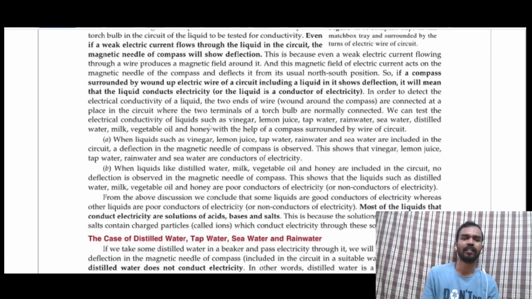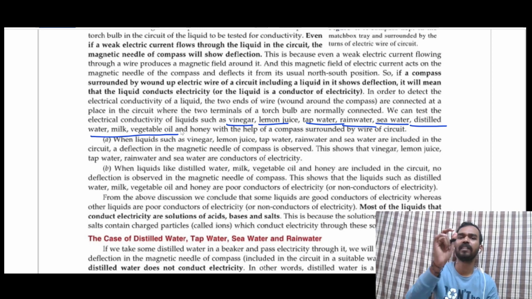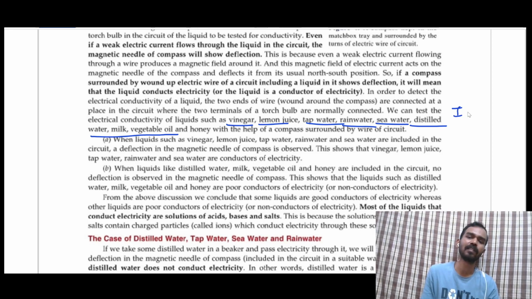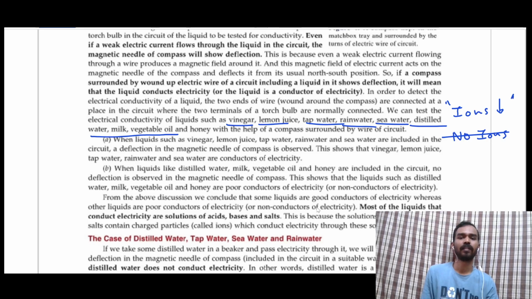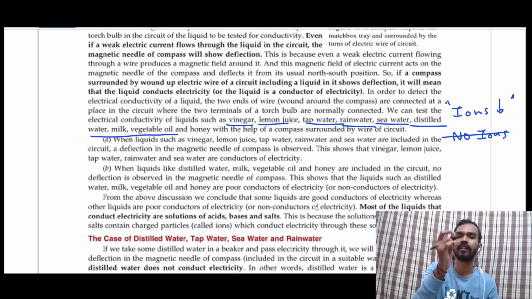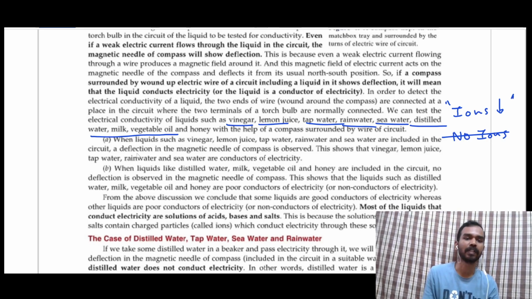We said that vinegar, lemon juice, tap water, rainwater, seawater, distilled water have a very small number of ions. It is not that there are no ions, it is less ions. That means you will see only a very weak current. So you can use a compass, where you can see a deflection in the magnetic needle, or you can use an LED.